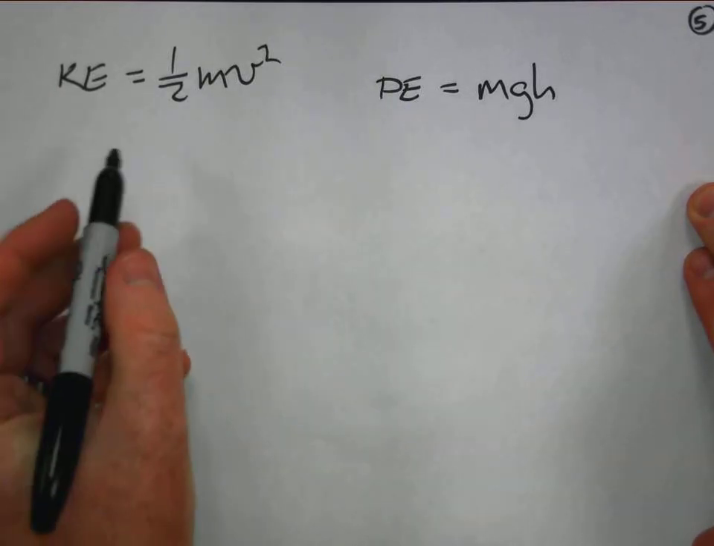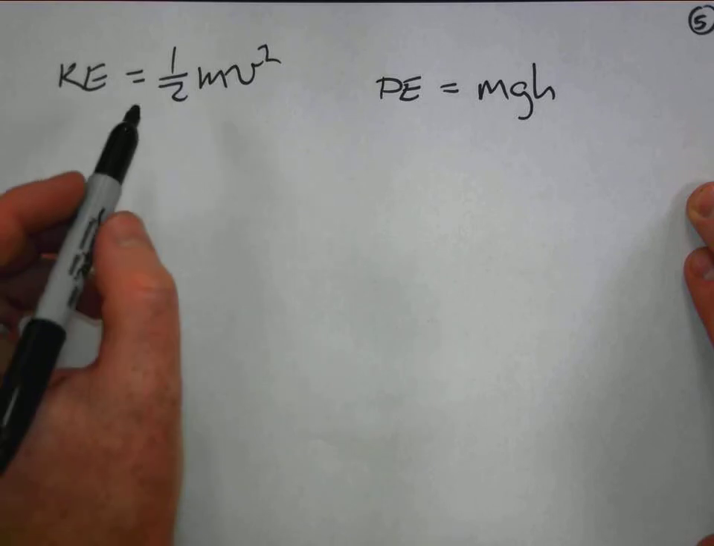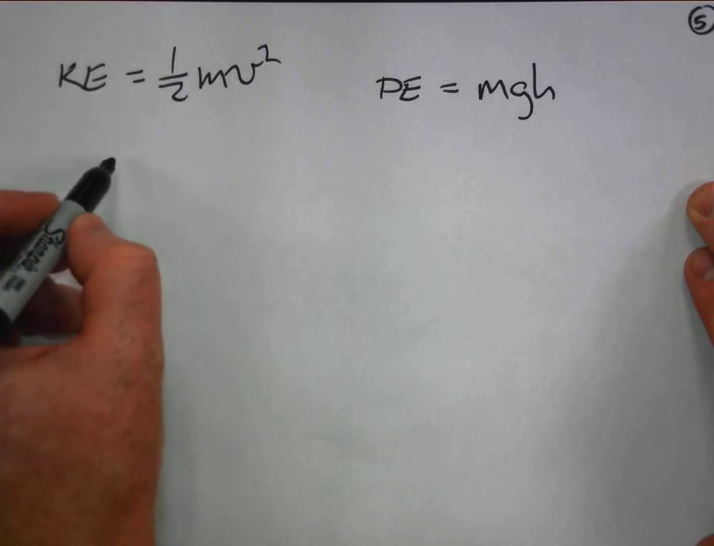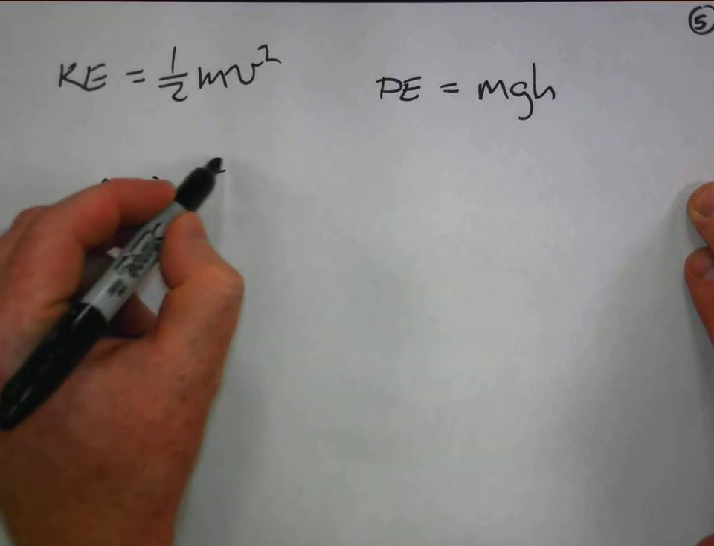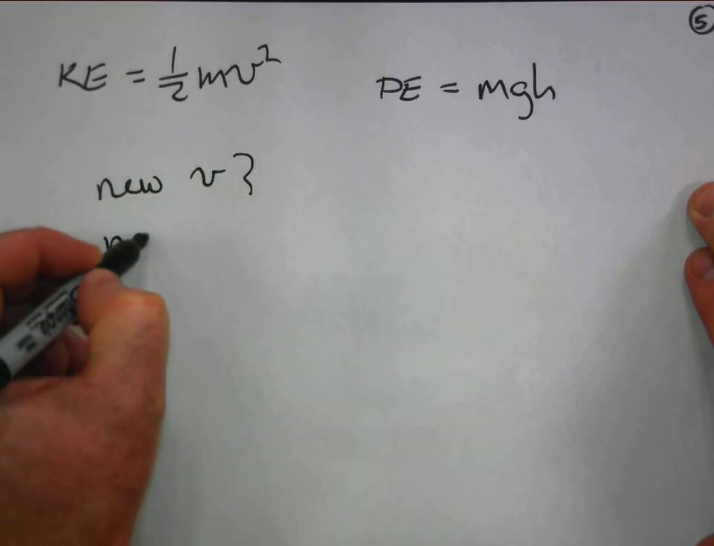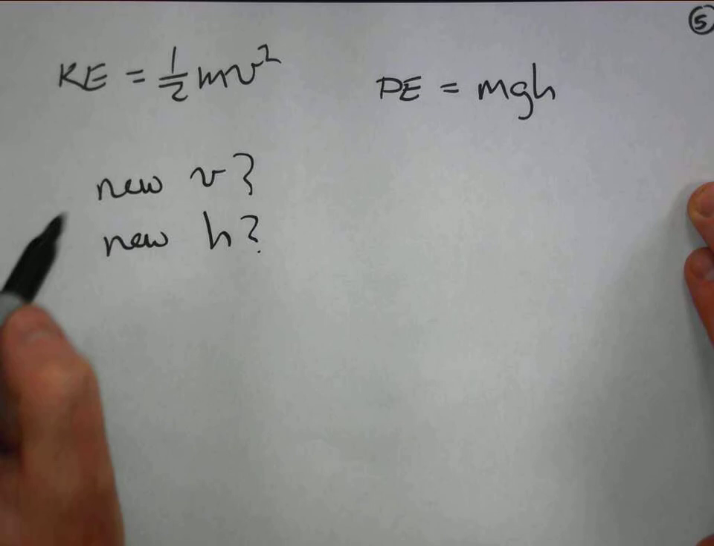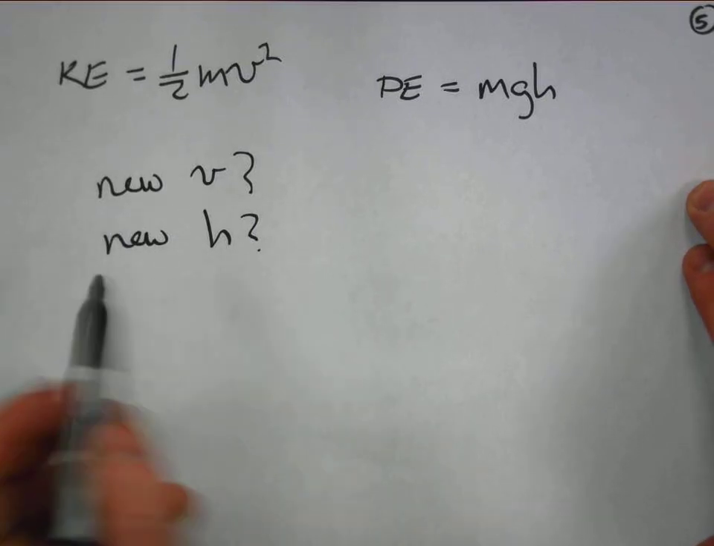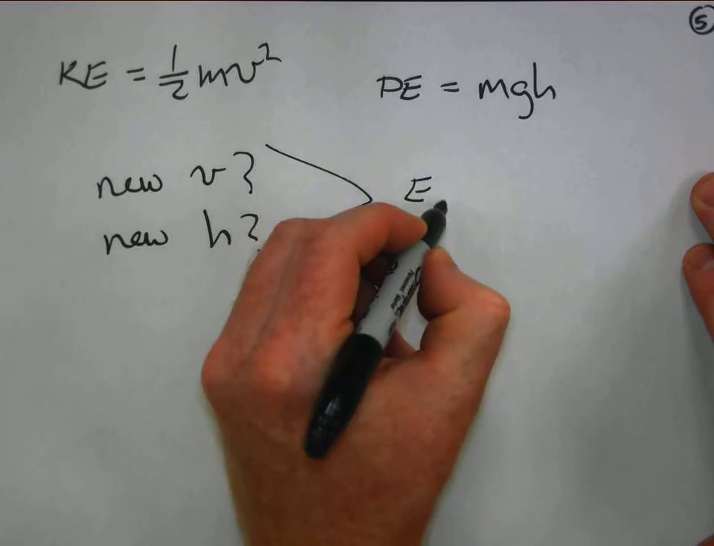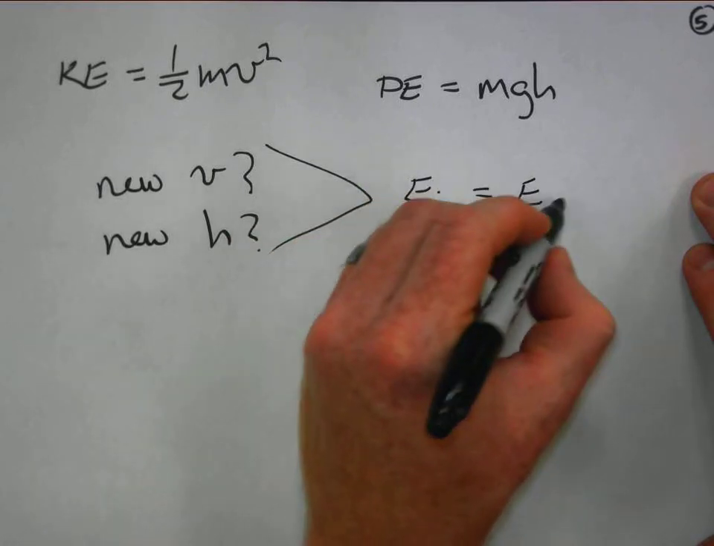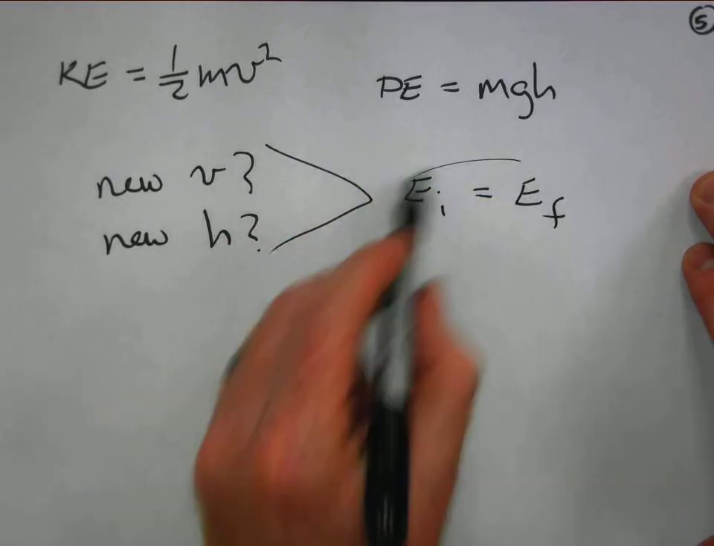What if you're asked about changes? What is this new velocity? So are you looking for a new velocity? Are you looking for a new height? Then for questions of that nature, you have to go to your conservation equation and use that guy. Very powerful stuff.